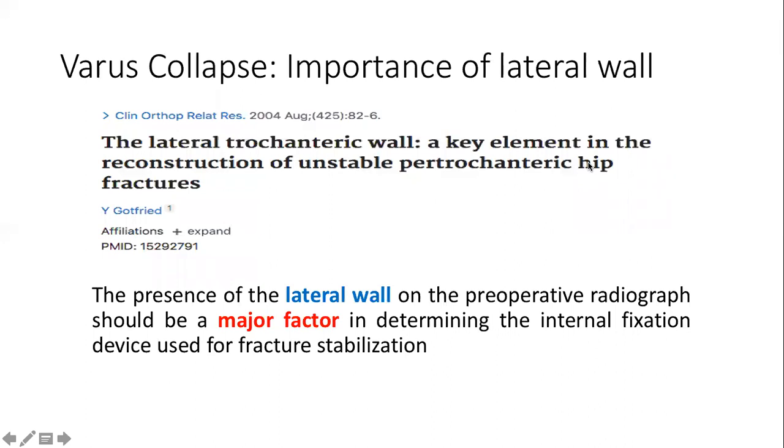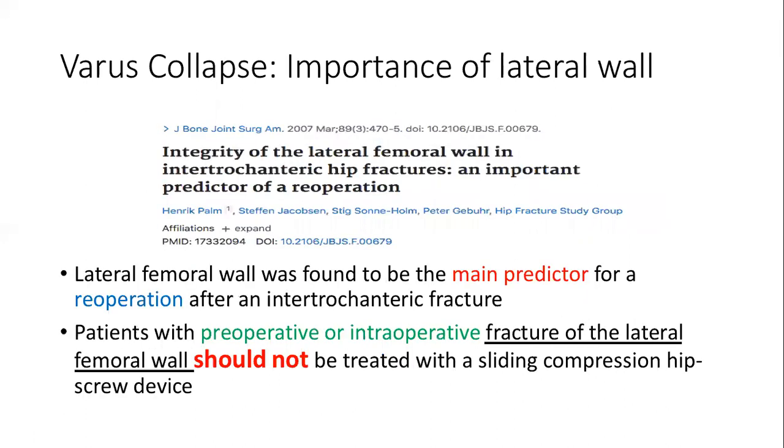This theory was first introduced by Gotfried in 2004, who theorized that the lateral wall is a major factor in determining internal fixation devices, which was later addressed by Palm and colleagues, who showed in their journal that the lateral wall was the main predictor for reoperation after intertrochanteric fracture. And they recommended that if a patient has a preoperative or intraoperative fracture of the lateral femoral wall, it should not be treated by a sliding hip screw.